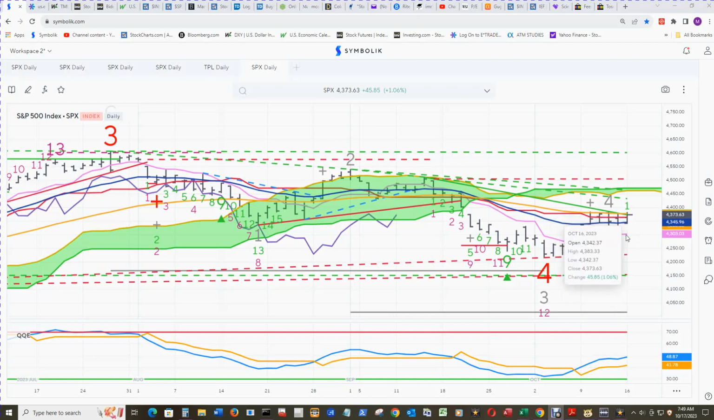The conversion line needs to get above the baseline before we can go anywhere serious to the upside. Right now it looks like a consolidation pattern, and if this qualified supply line can hold for this morning, there is a good chance at more upside. The QQE ticked up and almost to 50, so that's a pretty good sign there.